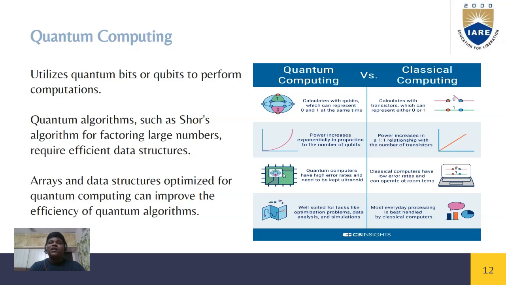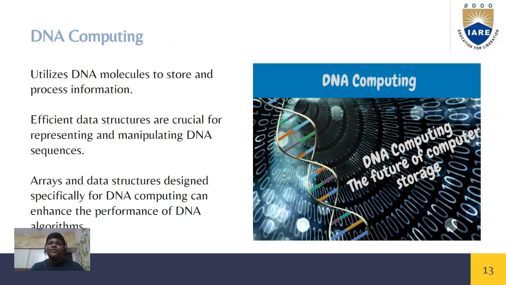Quantum computers have high error rates and need to be kept ultra cooled. Classical computers have low error rates and can be operated at room temperature, well suited for tasks like optimization problems, data analysis, and simulations. Most everyday processing is best handled by classical computers.